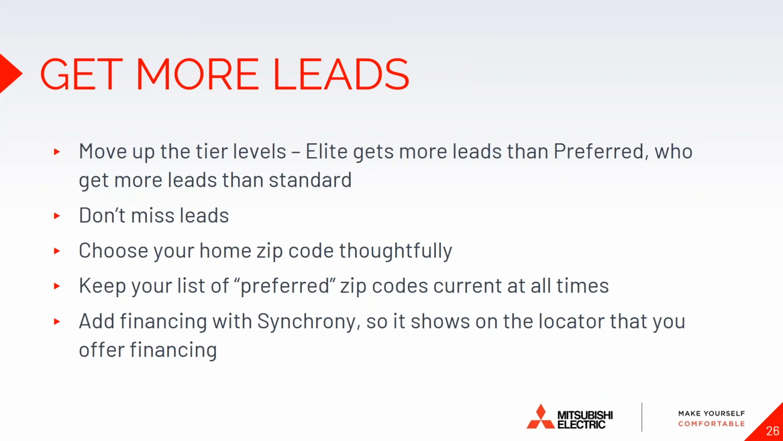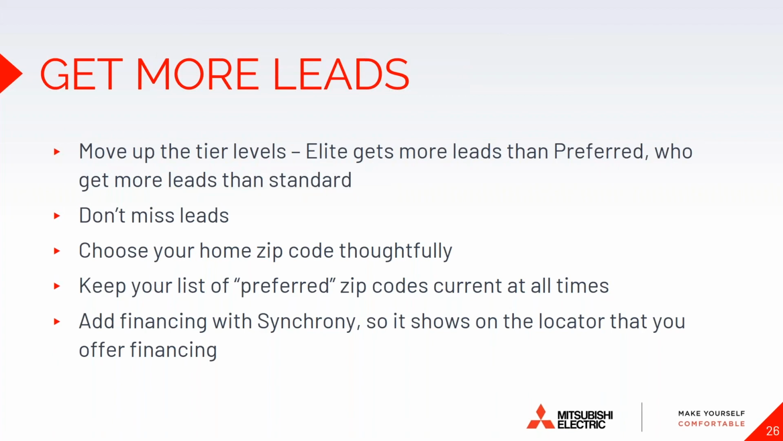Your home zip code is the zip code that your ASM can specify in our system to show you first. So you could be in a zip code with maybe an elite and a preferred and a couple of standard contractors. And let's say you're a standard contractor yourself. If you put that zip code in as your home zip code and none of the other contractors have, you will show up first above the elites and preferreds.